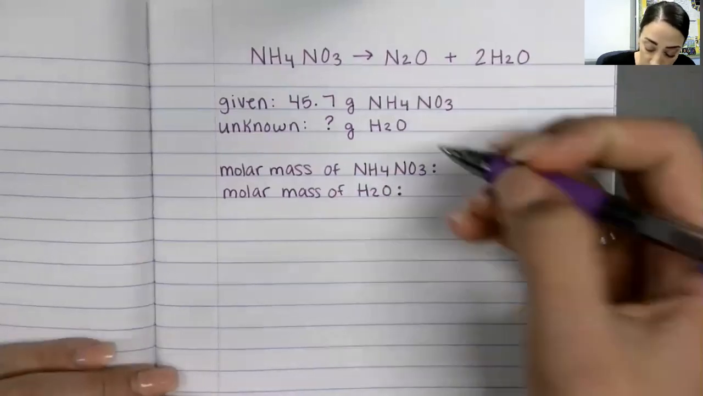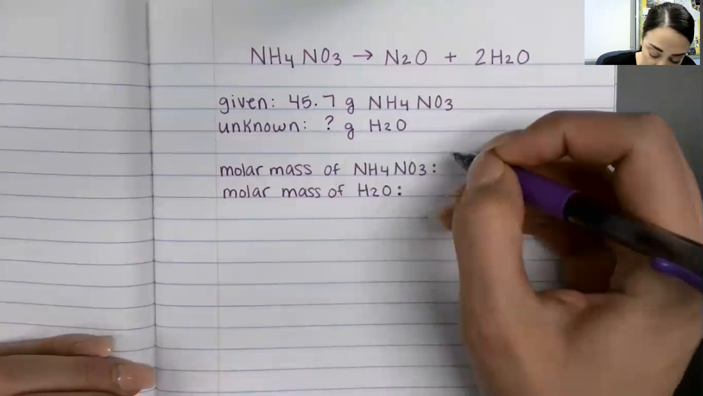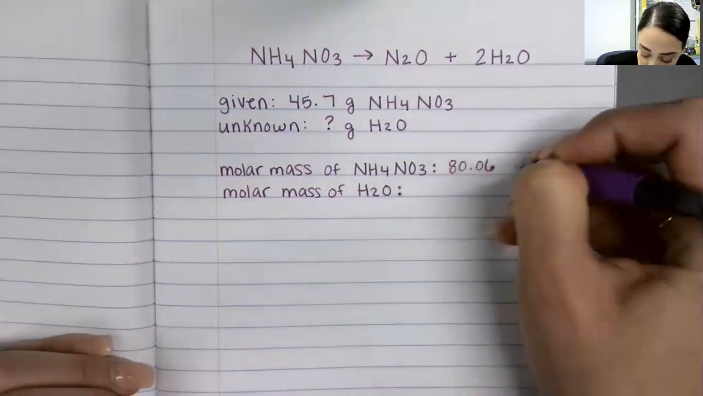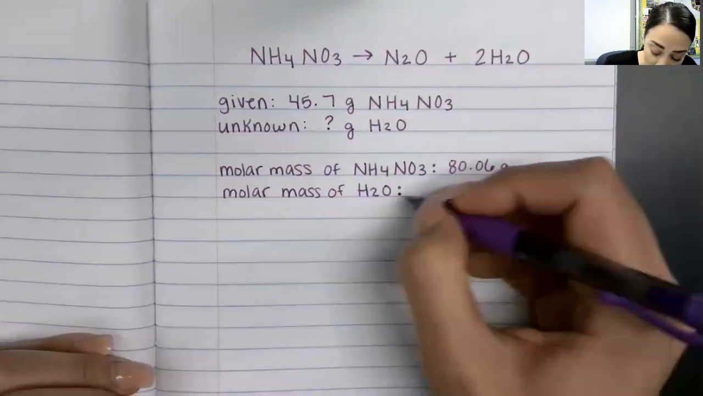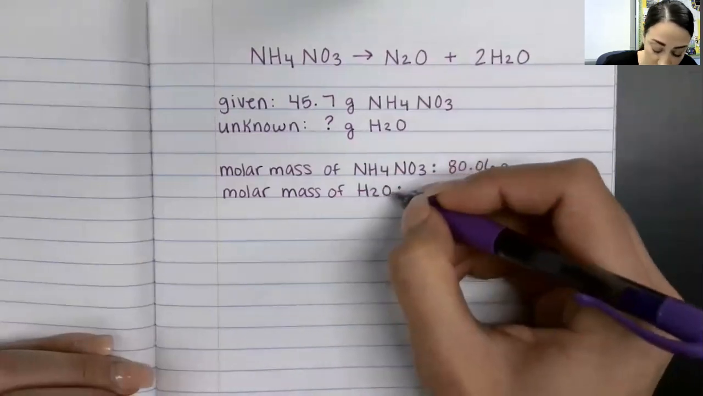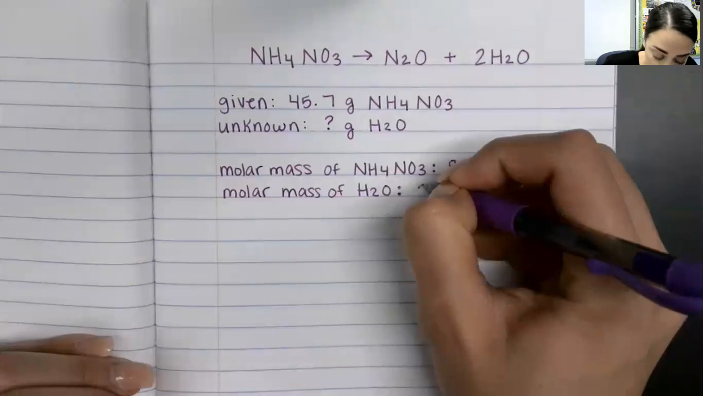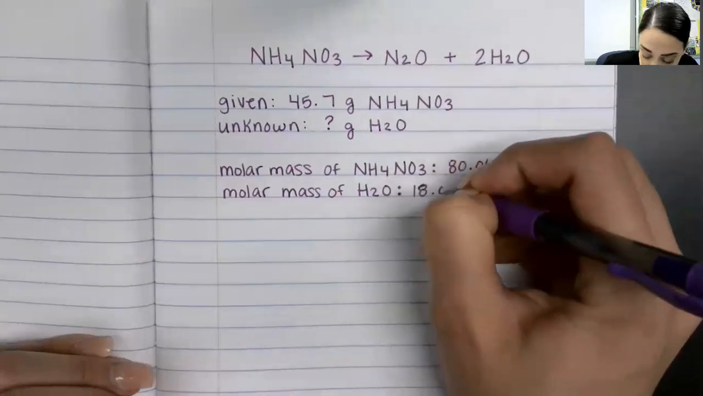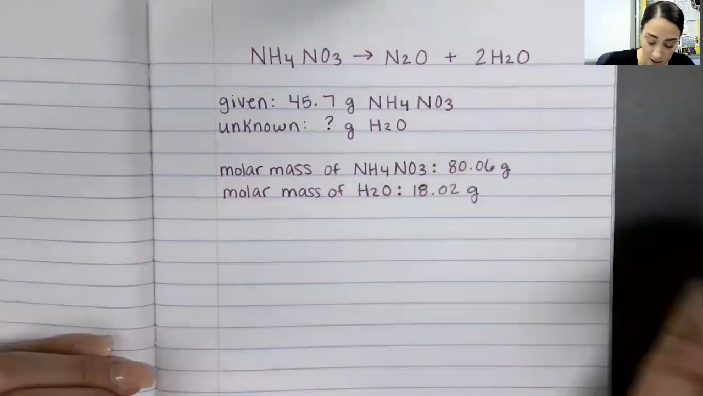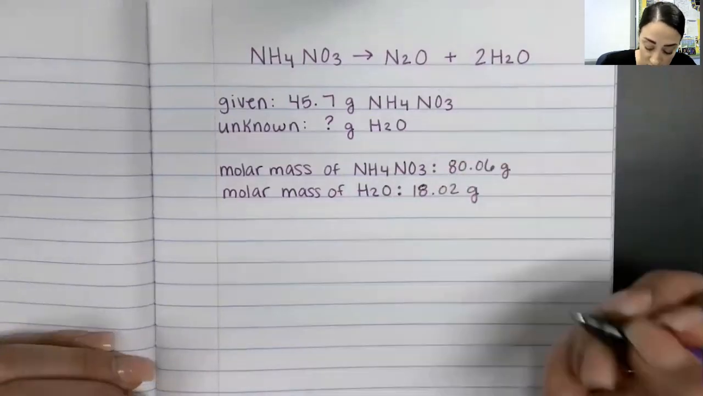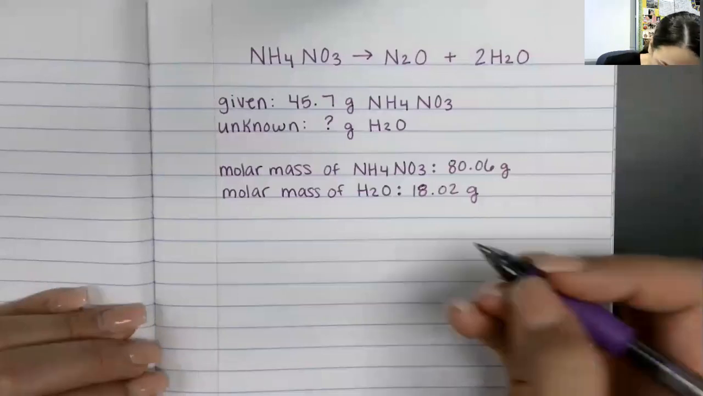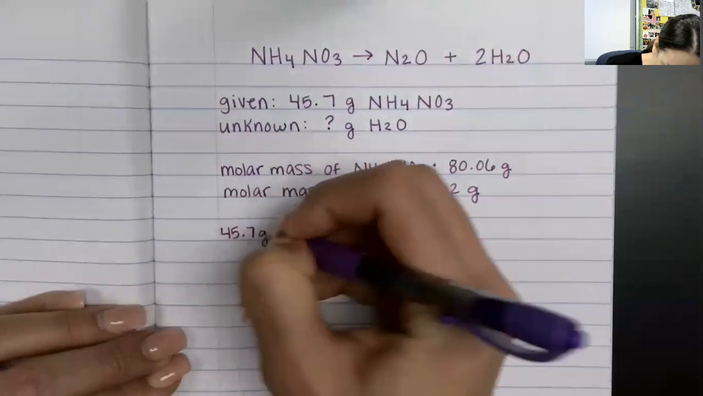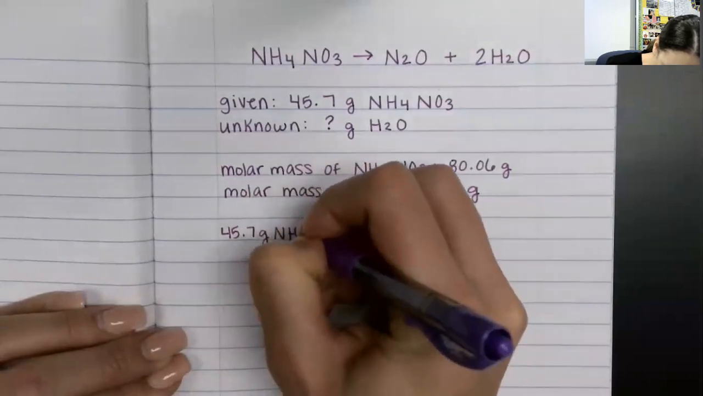Okay, so once we get the mass of all of this from the periodic table, it comes out to 80.06 grams. And then the mass of water, H2O, from the periodic table, if you add it all together, it comes out to 18.02 grams. Okay, so this is a mass-to-mass stoichiometry problem. You always start by writing down your given, 45.7 grams of NH4NO3.